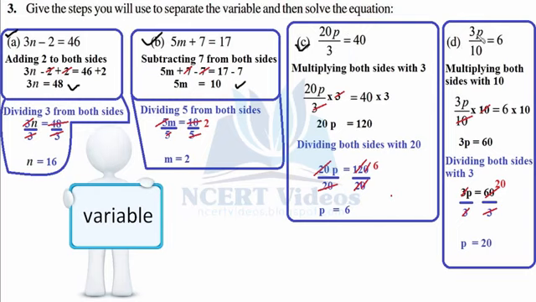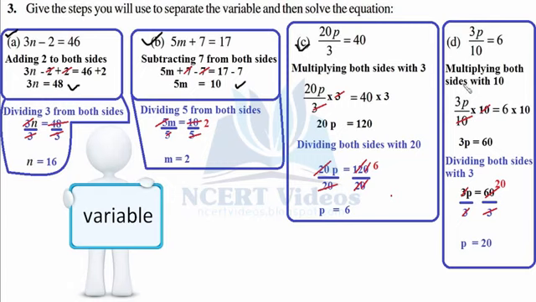D: 3 into p upon 10 equals 6. Now we don't have to touch this first, because it is directly getting multiplied with the variable. We have to eliminate the other thing which is not directly attached to the variable. So it is division. We'll have to introduce multiplication in the numerator. Multiplying both sides by 10.